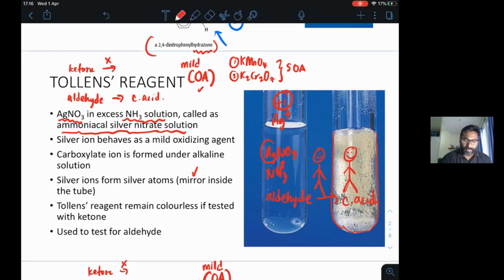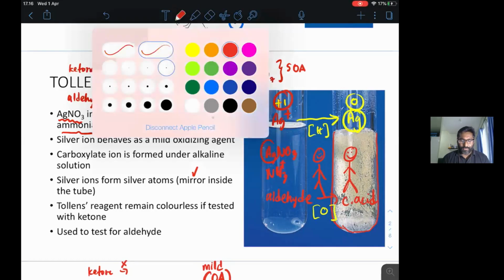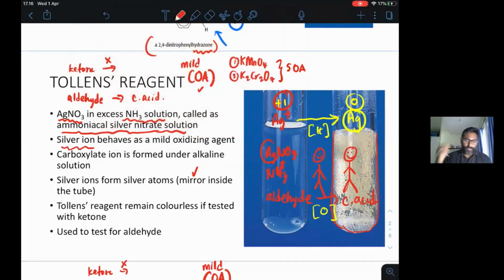What's going to happen over here is basically, if the aldehyde is oxidized, the silver ion will get reduced. So it is going to become Ag, and the oxidation number of Ag is 0. You can see it goes from +1 to 0. These silver atoms, or the metal, are responsible for giving you the silver effect. So the silver ion behaves as a mild oxidizing agent.